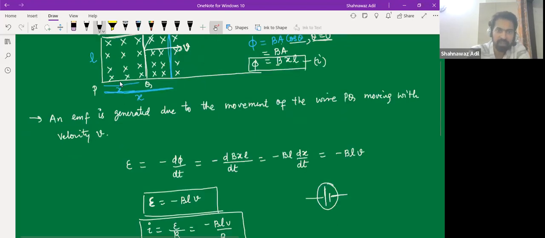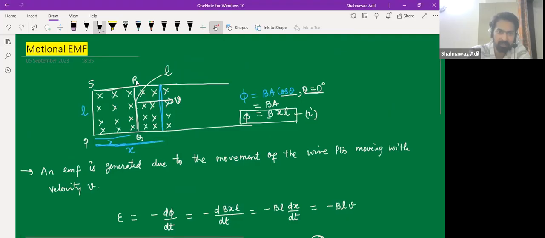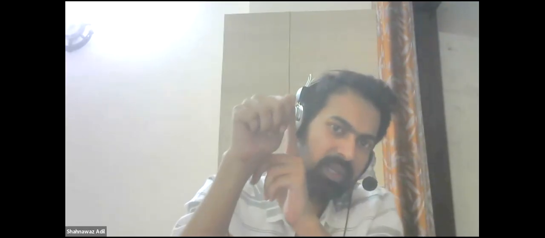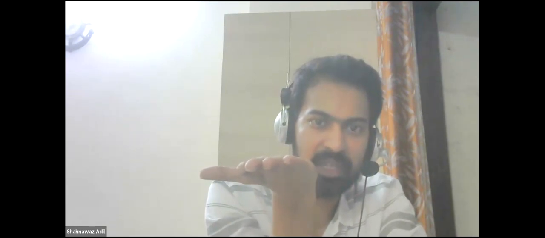So this is the diagram. What is the direction of the magnetic field? What we do is we put our fingertips in the direction of the magnetic field, and our thumb in the direction of the velocity. So can you tell me what is the direction of the palm I am getting?